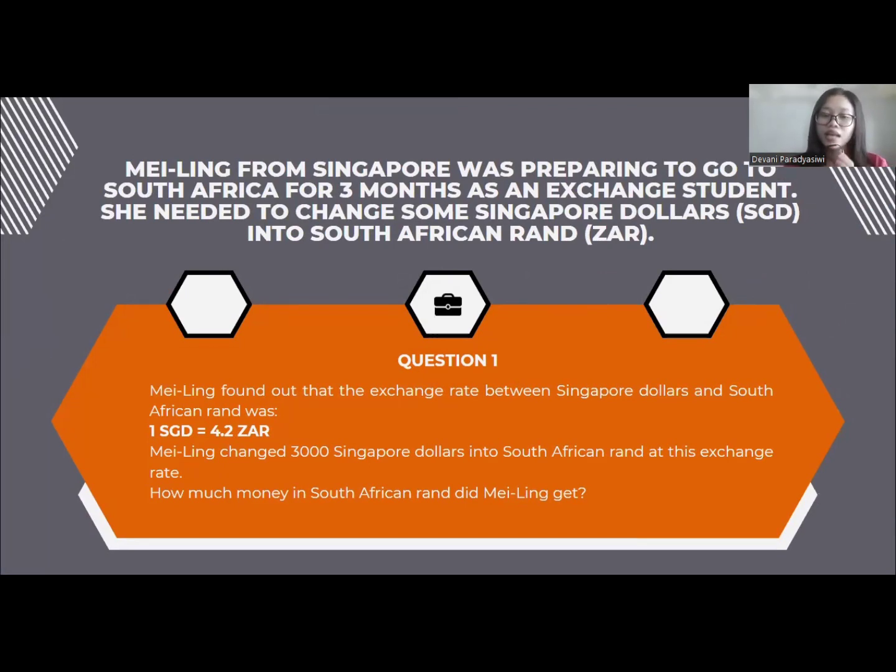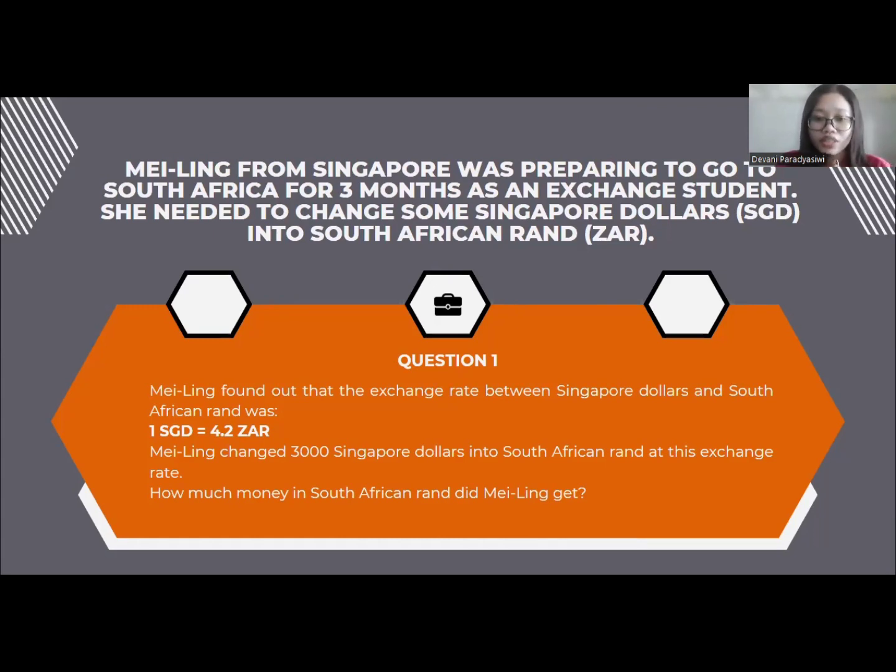The first question is: Mei-Ling found out that the exchange rate between the Singapore dollar and the South African rand was 1 SGD equal to 4.2 ZAR. Mei-Ling changed 3,000 Singapore dollars into South African rand at this exchange rate. How much money in South African rand did Mei-Ling get?